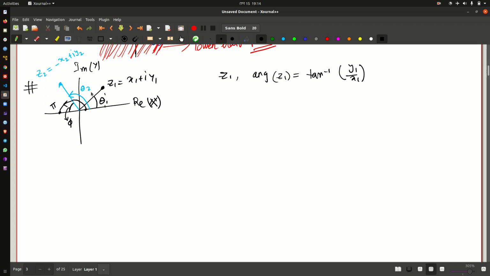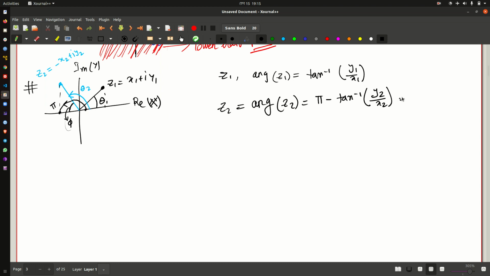So if you write it in short, it will be argument of z2 as pi minus tan inverse y2 by x2. You can obviously check it out geometrically as well. If you do the geometry, you can draw this triangle, then you determine this phi first, then you see this theta 2 is actually pi minus phi, then you put the value of phi in terms of y2 and x2, and finally you will have this expression. I'm just writing it out directly here.